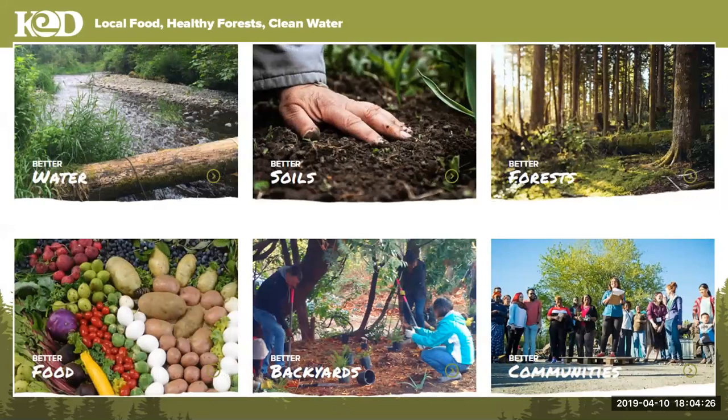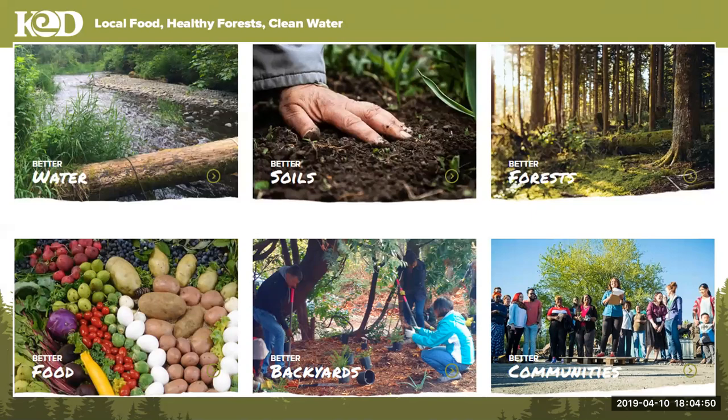So who is King Conservation District? I always like to start answering that question by saying who we're not. We're not King County. We're totally separate from county government. We're what's called a special purpose district, like a school district or a fire district. And our special purpose, so to speak, is natural resource management and conservation. We share the name King because our service boundary is most to all of King County.